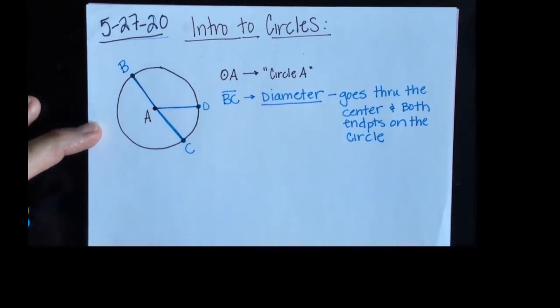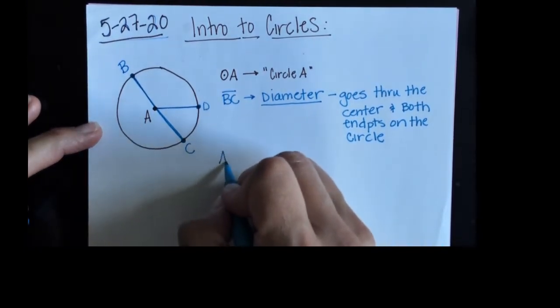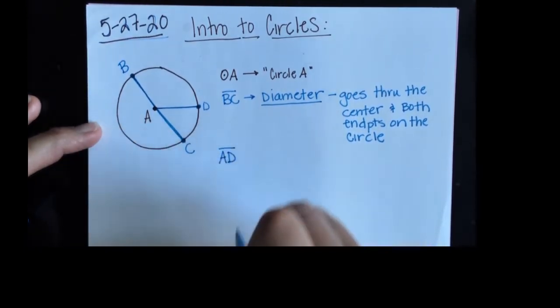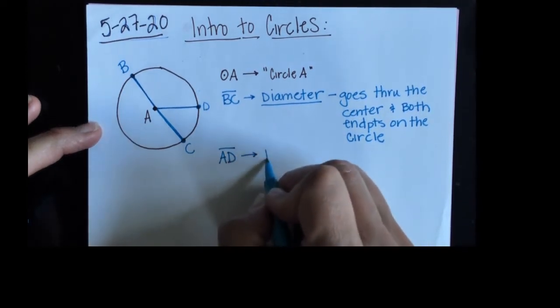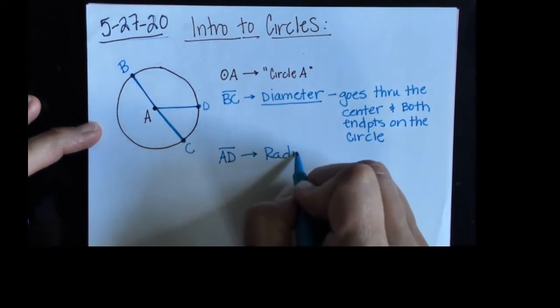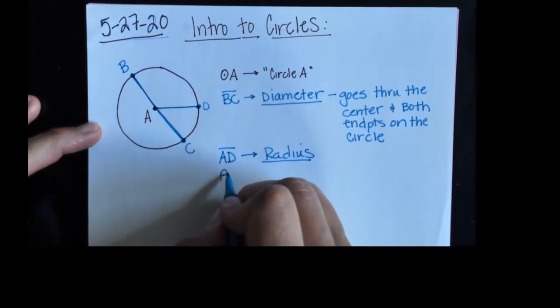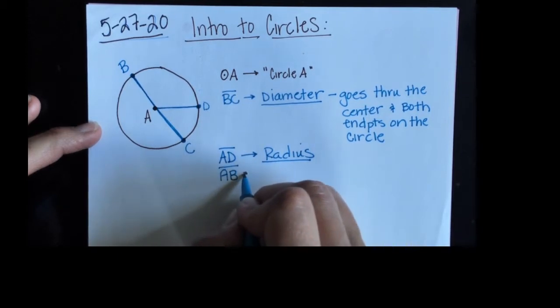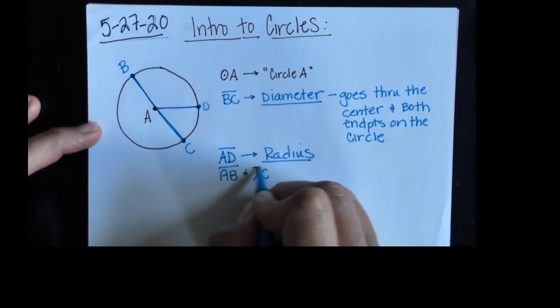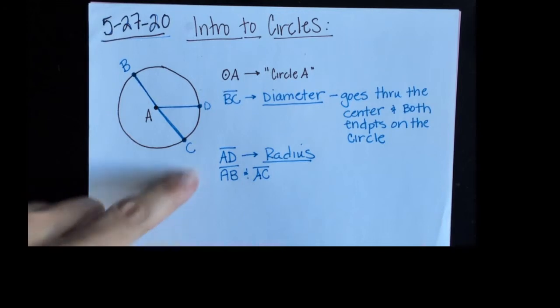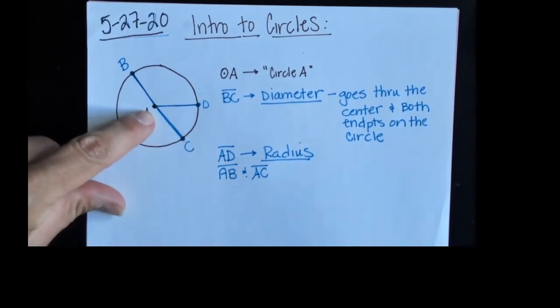Now, when we talk about another segment that has to deal with our circle, we do have another one like this, where we could talk about AD is a radius, so is AB and AC. Notice how every one of their endpoints is the center of our circle.